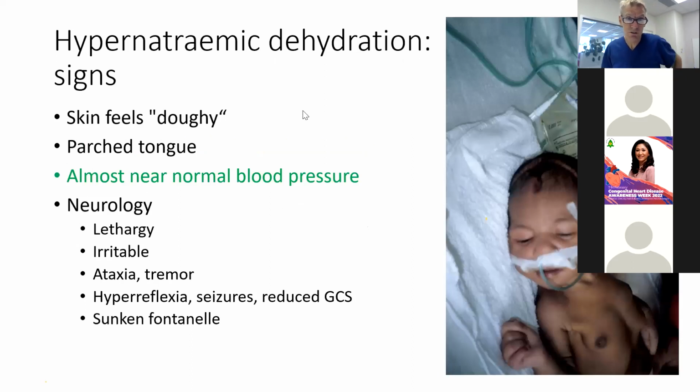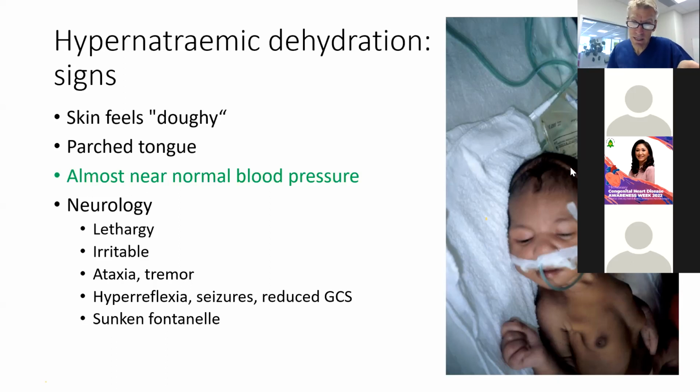The features of hypernatremic dehydration, you can usually diagnose it clinically, and that is the skin feels very doughy. It's like if you try to make bread and you make a bread dough, then the skin feels like that. It's very soft and doughy. And the child will have a very parched tongue, very dry mucous membranes, but they will often have almost near normal blood pressure. And that's the thing about hypernatremic dehydration, is that all the water gets retained within the intravascular compartment and is lost from the interstitial tissues. And that's why the skin feels very doughy and the mucous membranes feel very dry.